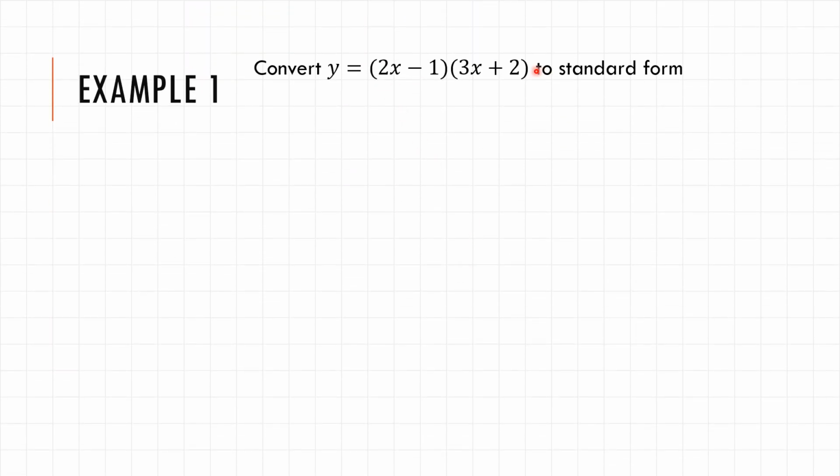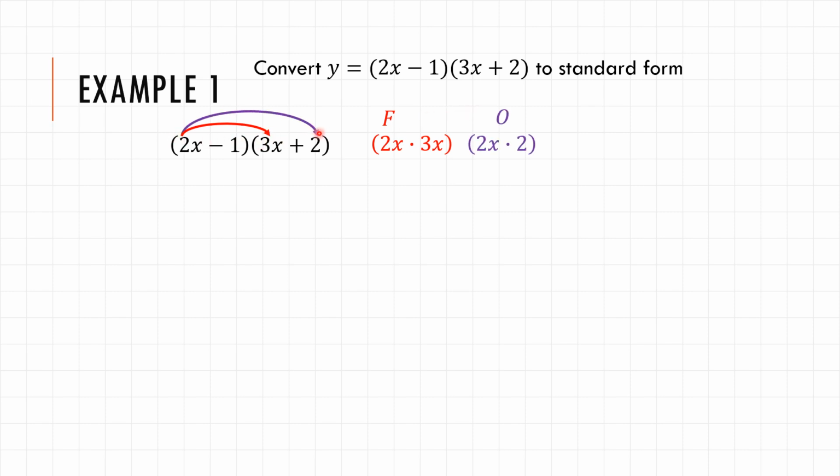In this example, we're going to convert this to something called standard form. So here we have two factors. This is a quadratic relationship in factored form. It doesn't look like a quadratic because there's no squared term. But we can see that if we take this and we start using FOIL, that's 2x times 3x. O is outer two terms, so that's 2x times 2. I is inner two terms, so negative 1 times 3x. And L is the last two terms, so negative 1 times 2.